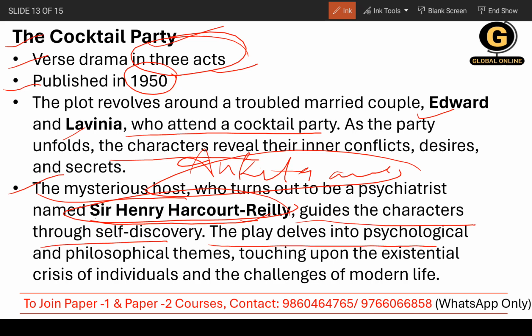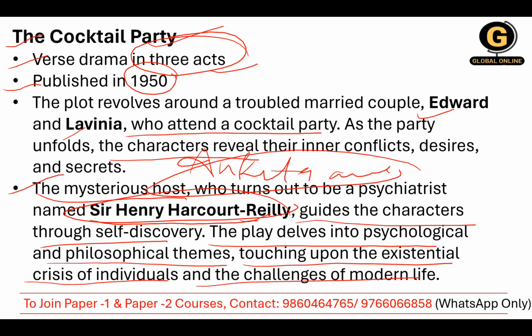The play delves into psychological and philosophical themes, touching upon the existential crisis of individuals and the challenges of modern life. Of course you can see the challenges. People are changing, and even society is changing, and a lot of things are like, okay, I need this, I need that. So a lot of things you'll see here. Psychologically and philosophically, the whole play is presented. So you're going to see that.